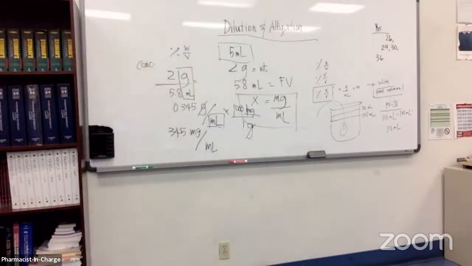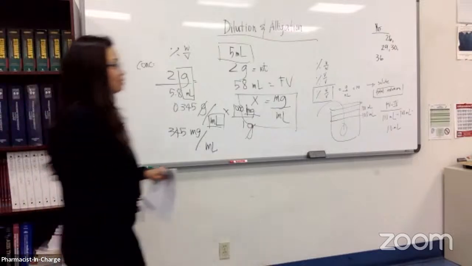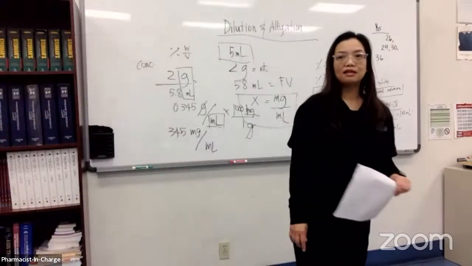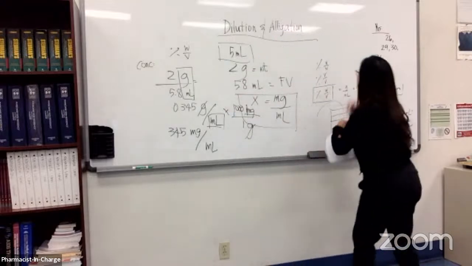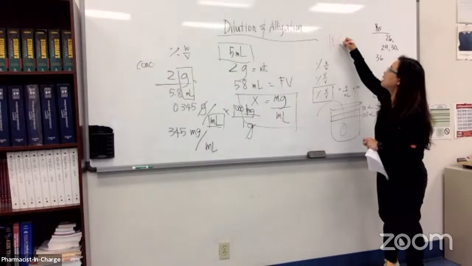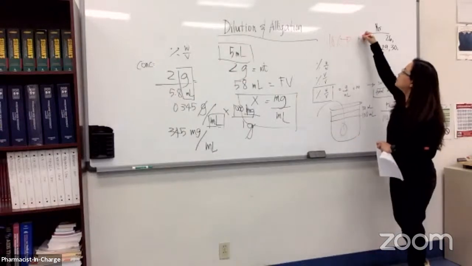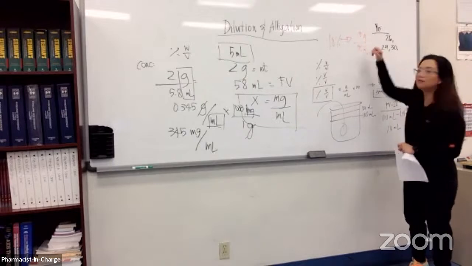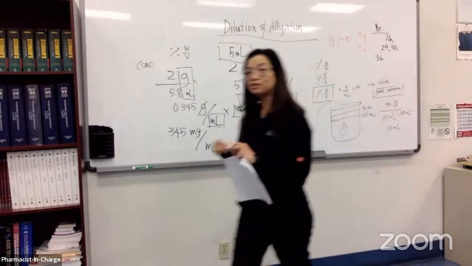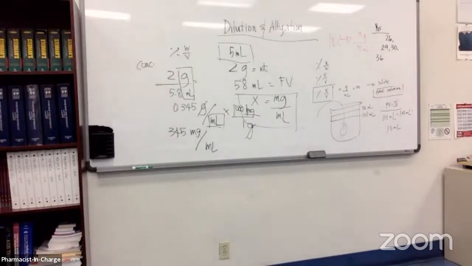Number 8. We did this yesterday. How many grams of dextrose are in 750 ml of D10W? 10 means 10%, right? Right off the bat. So if D10W is 10%, that's how I do it. Right away, I'll put 10 grams over 100 ml. That's what it meant to me. That's how the numbers should talk to you.